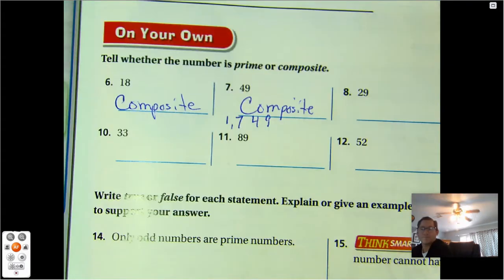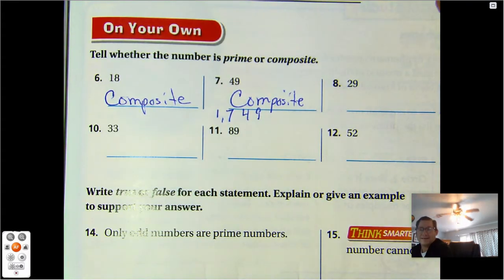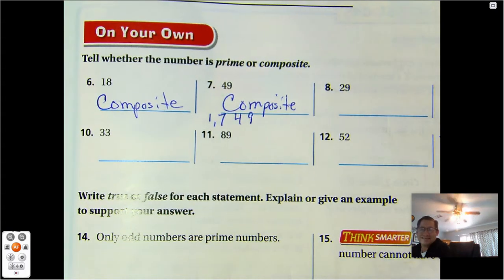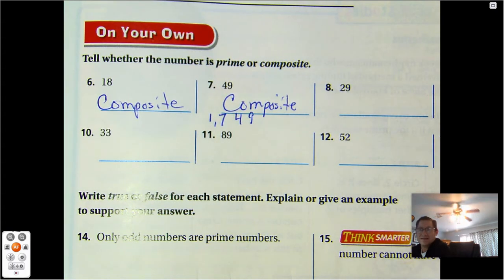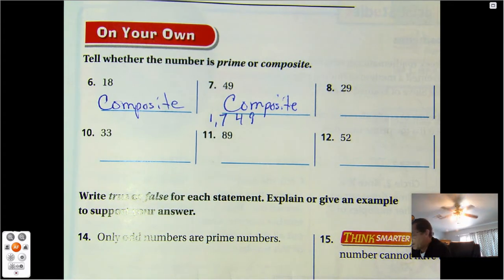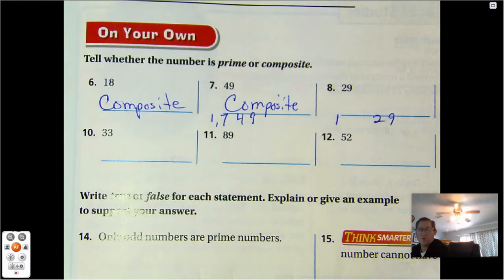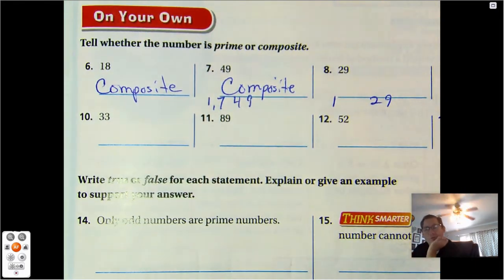8 won't work. 8 times 6 is 48. 9 times 5 is 45, so 9 is not going to work. All right, so we can stop there. 29. We know 1 and 29. 2 won't work. It's not an even number. 3. 9 plus 2 is 11. 11 can't be divided by 3.